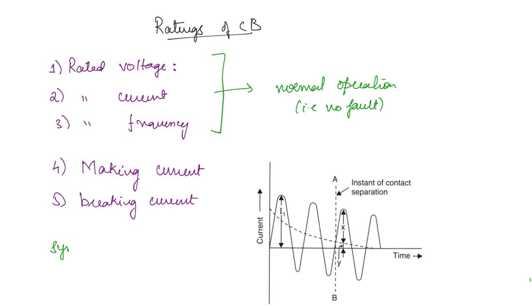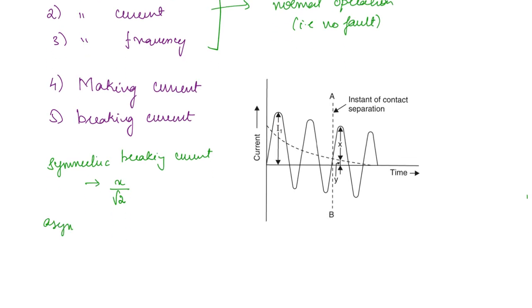So you can note this down. Symmetric breaking current, from the diagram, is going to be the RMS value X by root 2. And the asymmetric breaking current is going to be the effective RMS. So what will that be? Square root of (X by root 2) whole square plus Y square. Remember that breaking current will correspond to the RMS value, whereas for making current we want the peak value, right? Peak value is important to us.